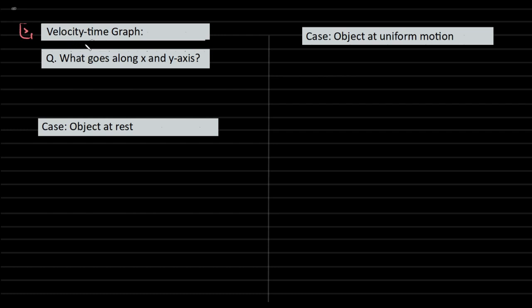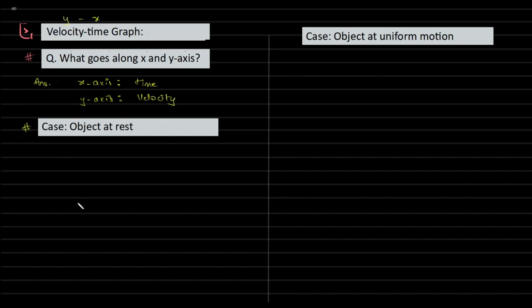Let's learn about velocity time graph. What goes along x and y axis in a velocity time graph? Along the x axis, we have time, and along the y axis, we have the velocity. So this makes up a velocity time graph. I should have told it the other way around so that you guys remember. Along the y-axis it's velocity, and along the x-axis it's time. So it's always y and then x.